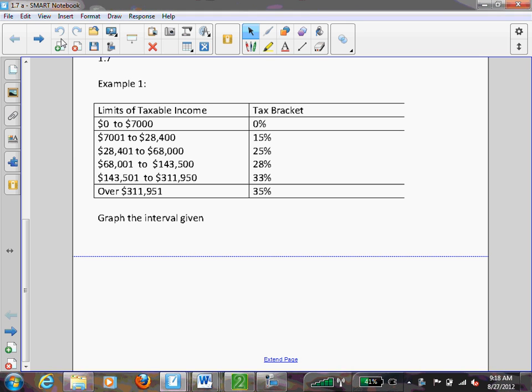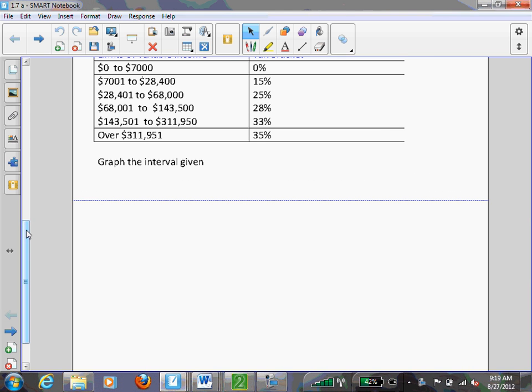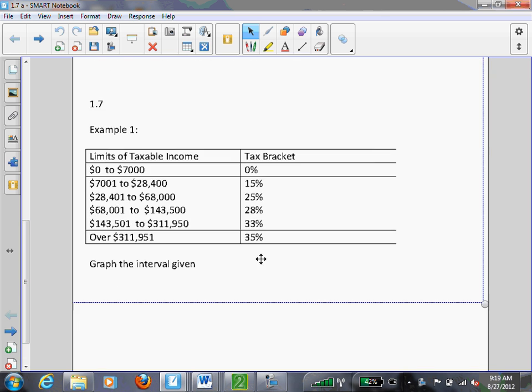All right, so when we look to graphing these, we want to look at some intervals, and we're going to do a little XY chart.